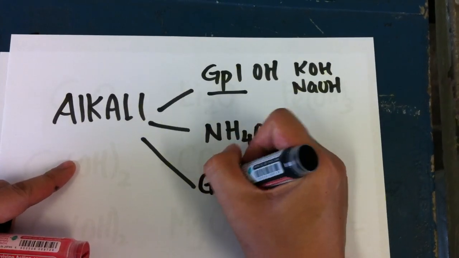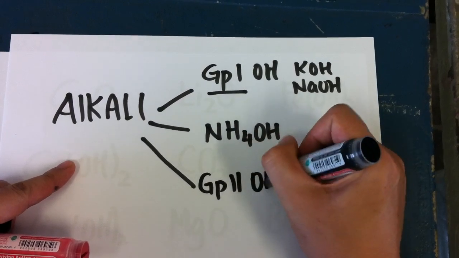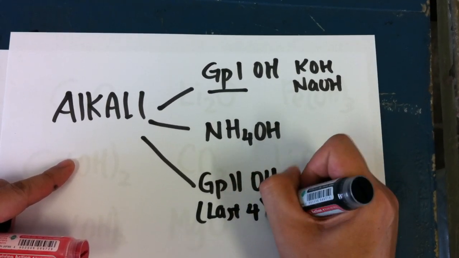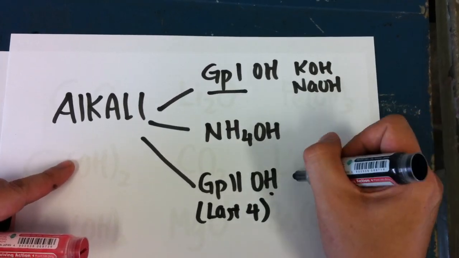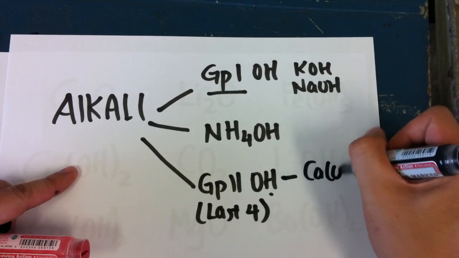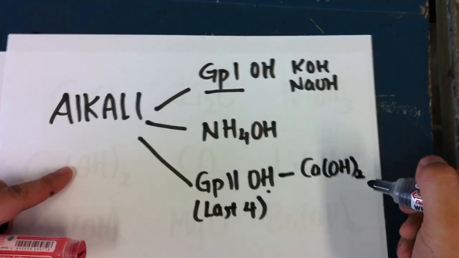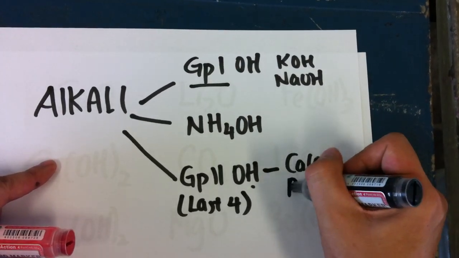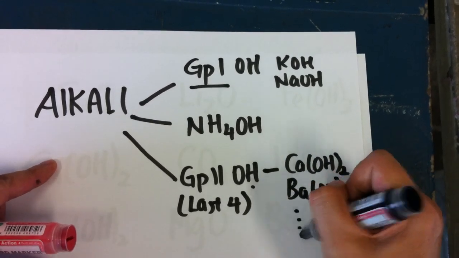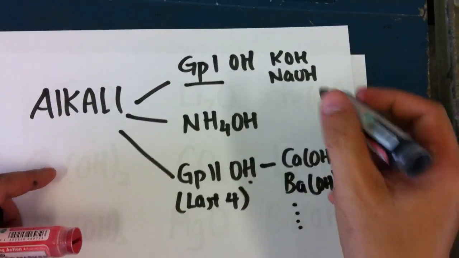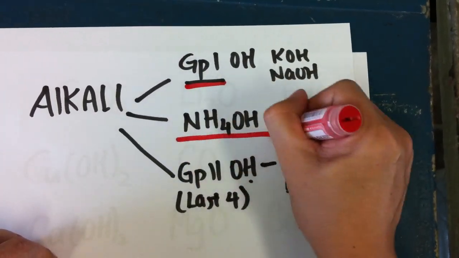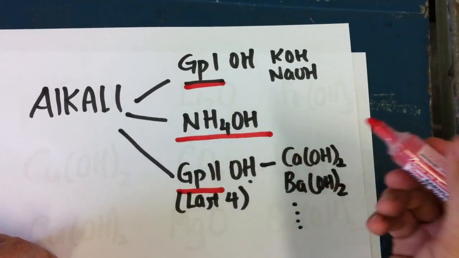Last category is group 2. Now in group 2, only the last 4 hydroxides are alkalines, not the first 2. So starting from calcium hydroxide, which is also known as lime water, barium hydroxide, and 2 more. So you have 3 categories: group 1, NH4OH, and group 2.